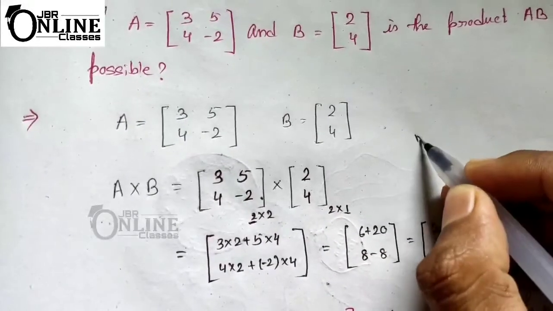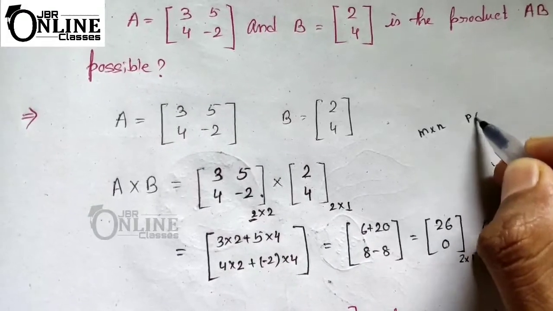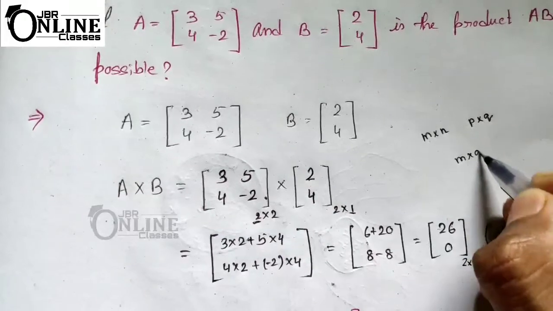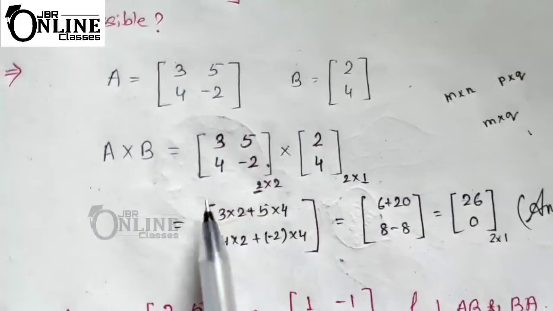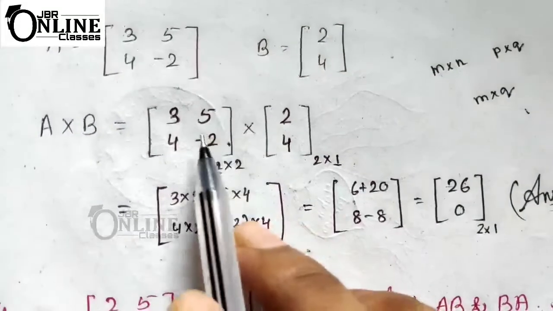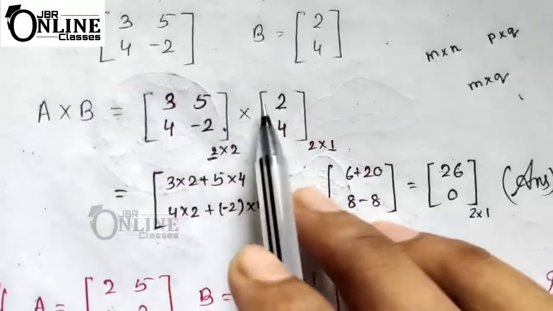That means if the first matrix is M into N and the second matrix is P into Q, then the final answer will be M into Q. Always remember that formula. Now how can you multiply? Just watch how I multiply these two matrices.